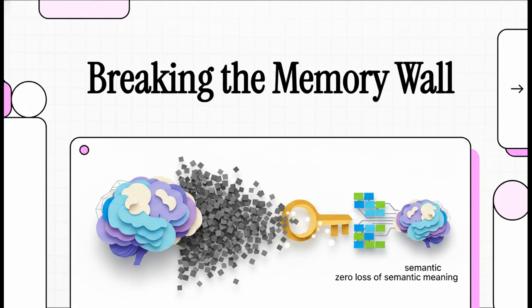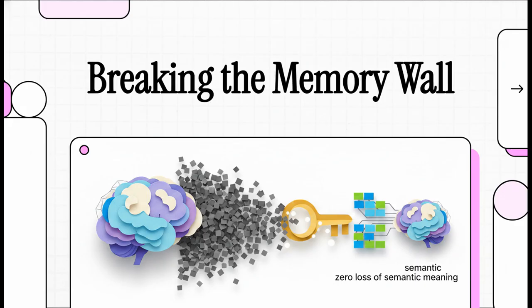Welcome to This Explainer. Today, we're tackling a massive roadblock in AI, and we're going to dive into a completely revolutionary protocol called LLM Semantic Compression, or LSC. Basically, this solves context window limitations for absolutely any large language model you might be working with.